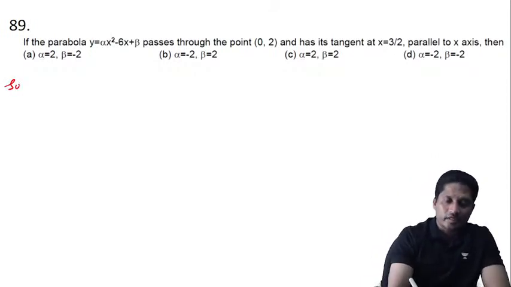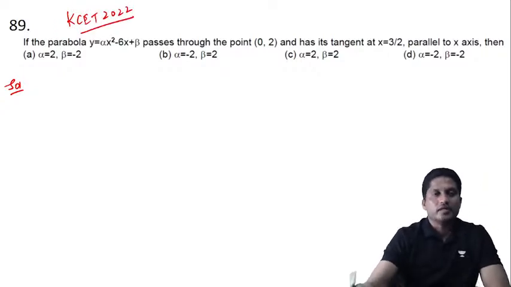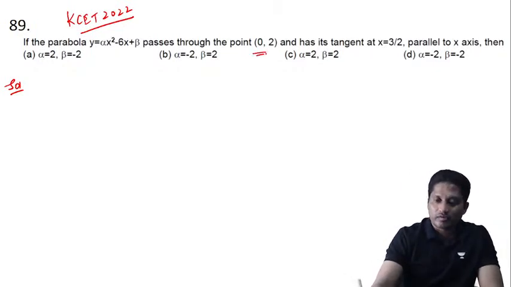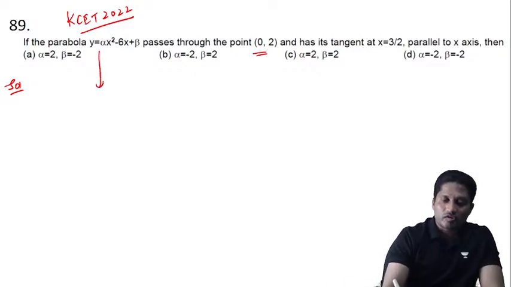Even this is 2022. Okay, if the parabola y equal to alpha x square minus 6 alpha plus beta passes through the point 0 comma 2, I can write 2 is equal to 0 minus 0 plus beta. Beta is equal to plus 2. So this means that this is ruled out and this is ruled out.